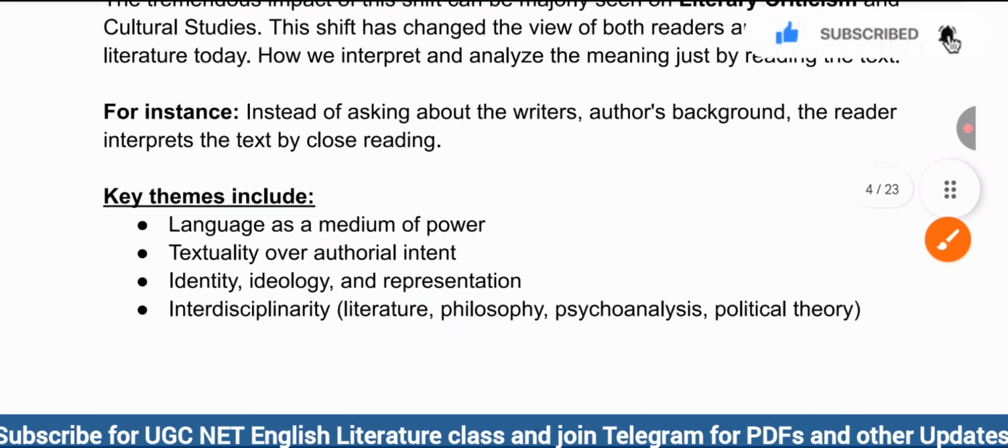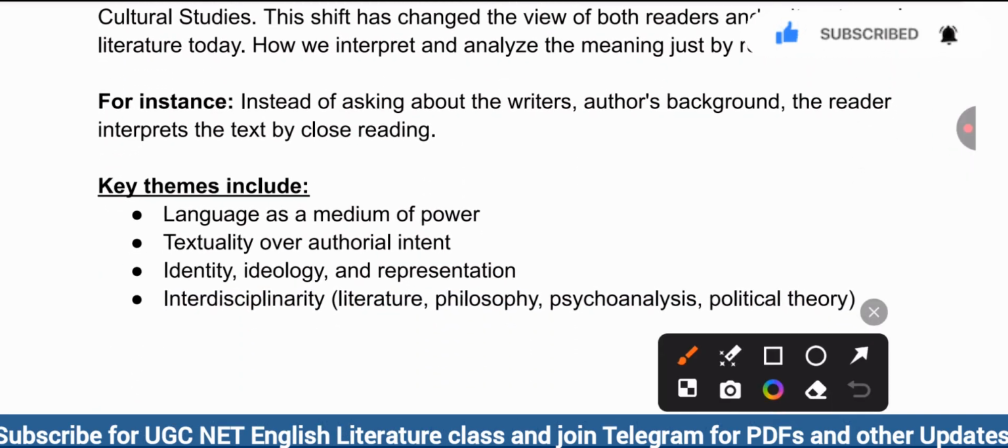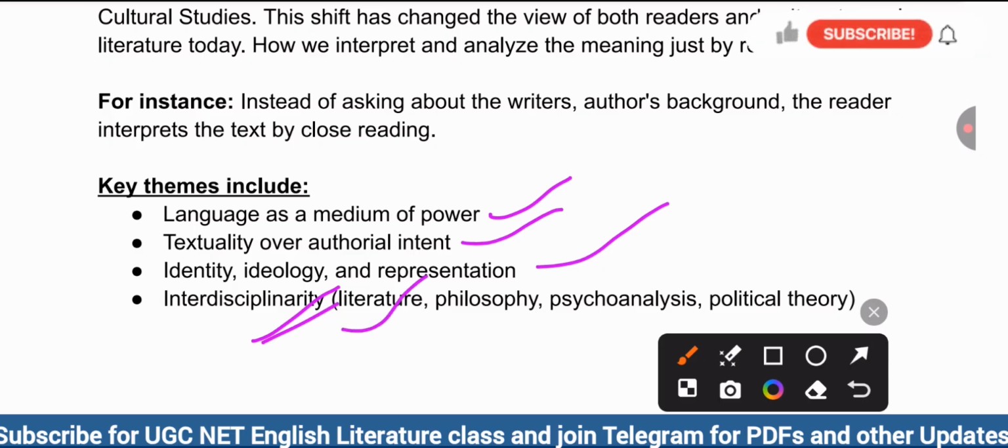Now, key themes in post-World War literary theory were language as a medium of power, textuality over authorial intent, identity, ideology, and representation, and interdisciplinarity. Interdisciplinarity here stands for more than one discipline that we study. For example, alongside literature, we now have philosophy, psychoanalysis, and political theory.